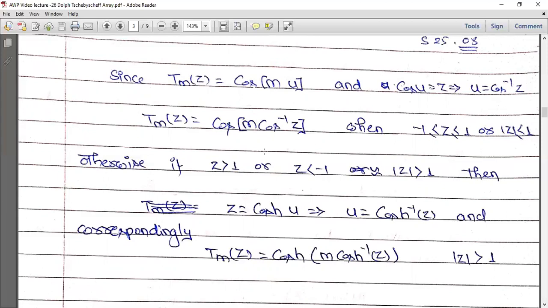Now in this particular case, the value of z will always lie between minus 1 and 1. Mathematically this is written as z greater than or equal to minus 1 and less than or equal to 1. And we have verified that for these values Tm(z) will also vary from minus 1 to 1. So for z lying between minus 1 and 1, Tm(z) lies between minus 1 and 1.